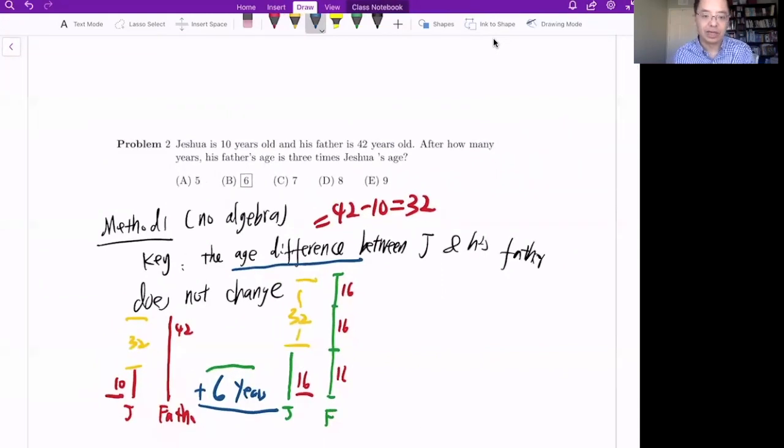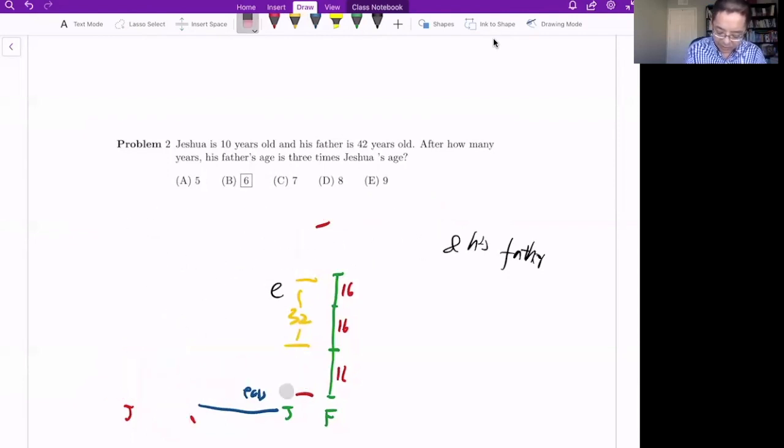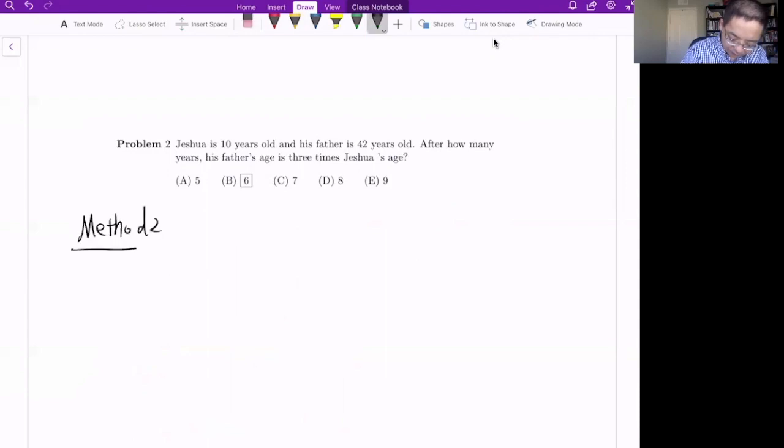Now let's look at method 2. Let's use algebra. The advantage of algebra is we don't have to be smart, because there's a robust procedure to solve this kind of thing. The method without algebra, the one we just presented, requires you to be kind of clever to realize the age difference does not change. Now we look at method 2, which is with algebra. This is kind of robust.